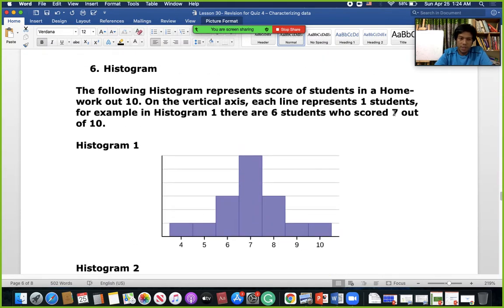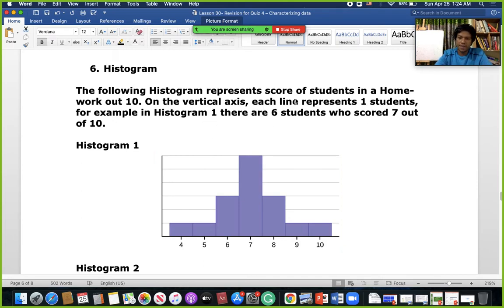For question 6, the following histogram represents the scores of students in a homework out of 10. Homeworks are out of 10, so how many people got each score? 4 got 1 person, 5 got 1 person, and 6, these are the scores on this side. 6 got 1, 2, 3. 3 people got 6. This way, one of these calculations is written here.